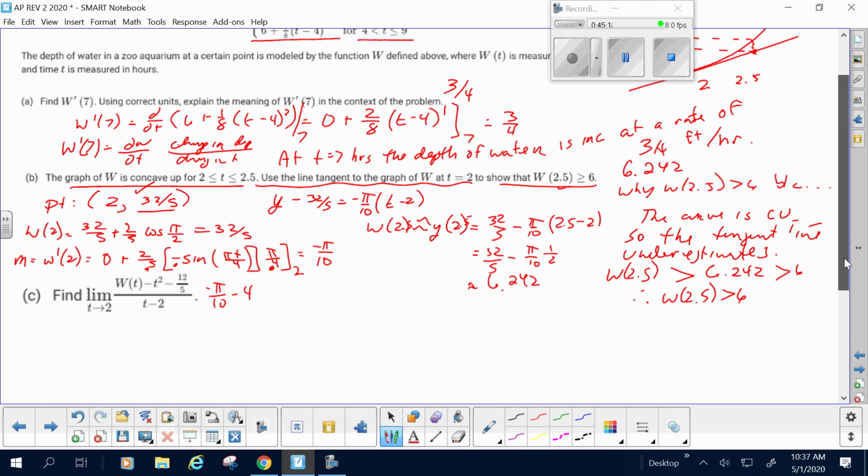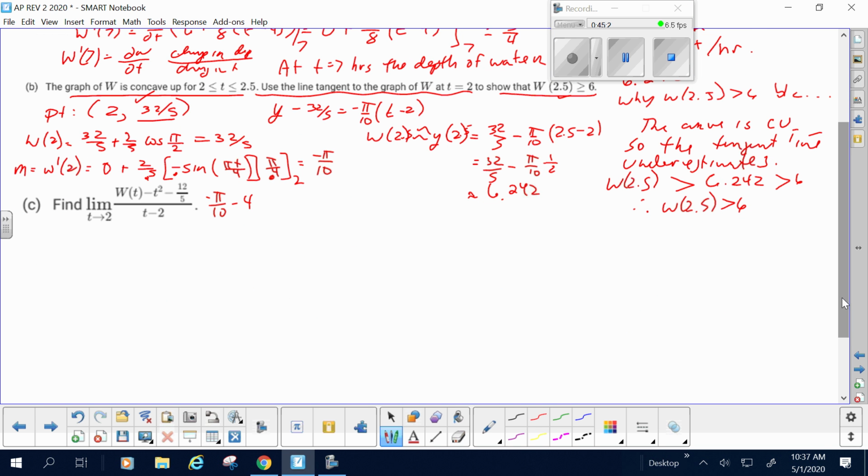And last but not least, this bad boy. The minute I see this, I think, oh, this is going to be L'Hopital, and in this case, it was right. So make sure you show the work properly. Show each separate limit. If I say, what about W at 2 minus t squared minus 12 fifths, W at 2 we said was 32 fifths from our tangent line. t squared is 2 squared, so that's 4 minus 12 fifths. I put those two together, that's 20 fifths minus 4, that is indeed 0.